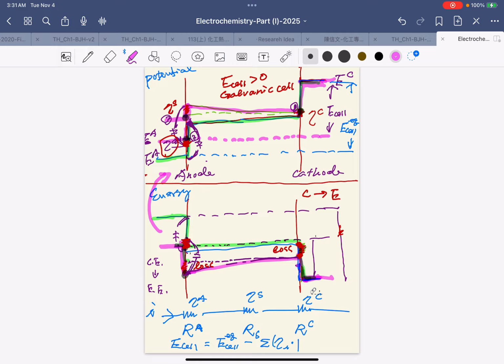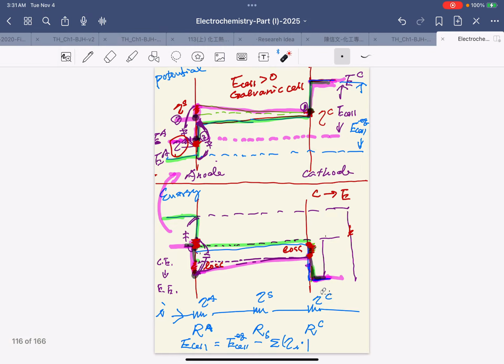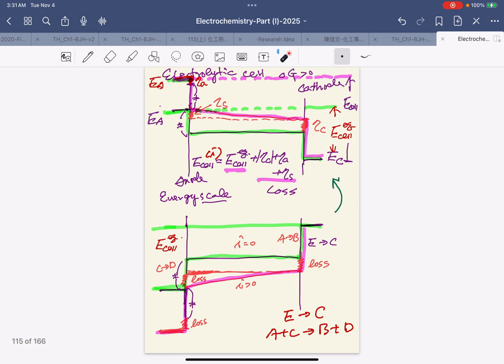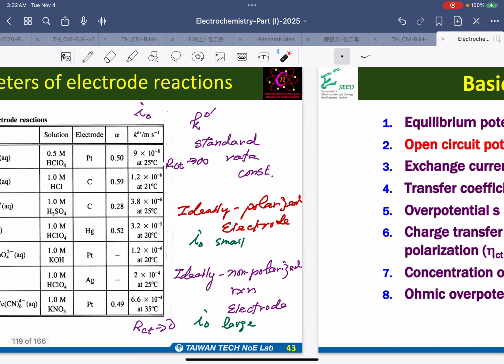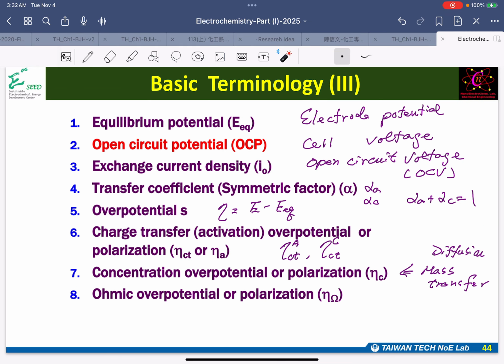You see the potential. If you look here, this is a higher potential, but it's going up. But for the electrolytic cell, it's going down. From higher potential, that is different in a galvanic cell and the electrolytic cell. If you look carefully, you will see the difference.